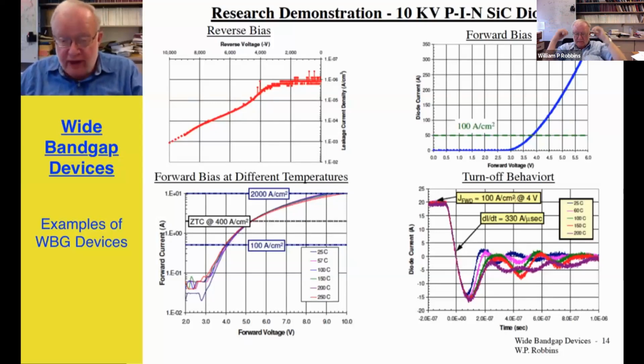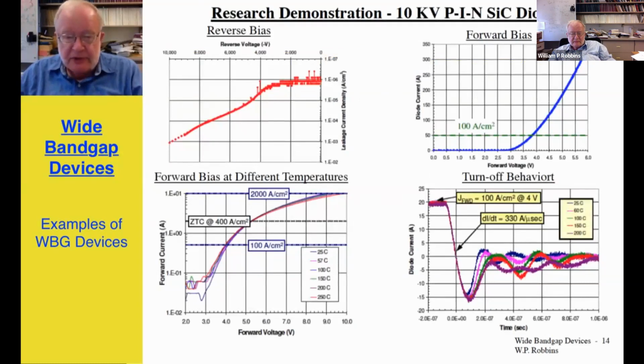Turn-off behavior is quite fast. Here we're going from 100 amps per square centimeter at a forward voltage of 4 volts with a dI/dt of 330 amps per microsecond, and it turns off starting from this point in something on the order of about 200 nanoseconds. And so we're talking about a fairly fast turn-off for this high voltage device, and it's showing it at different temperatures, and it seems to be relatively independent of temperature.